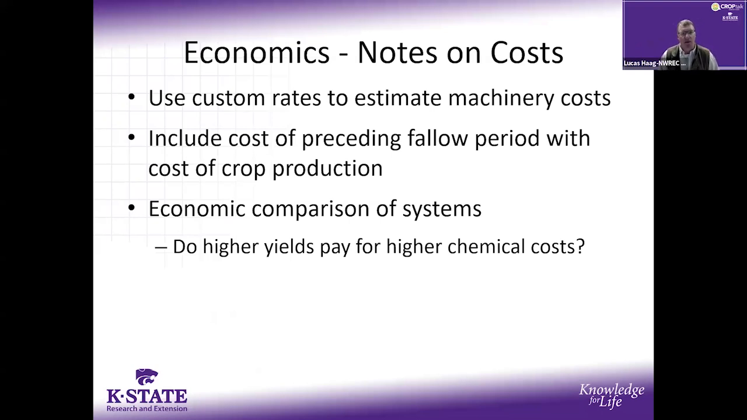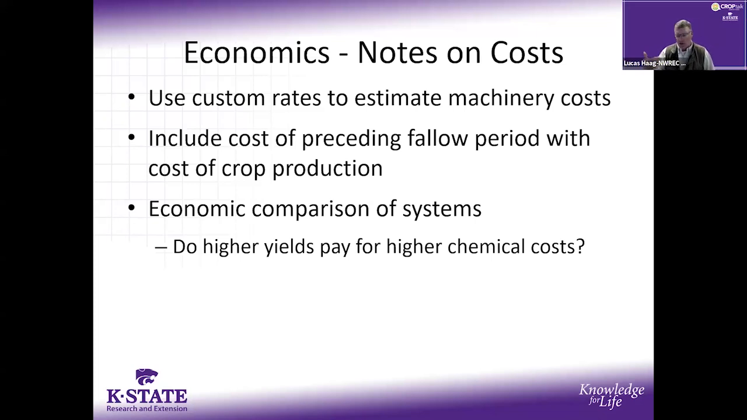Okay, so we've put some economics to this, and so a little bit of my assumptions here on cost. We're using K-State custom rates on the machinery cost side of things. I am including the cost of the preceding fallow period with the cost of that crop. So in other words, the cost of summer fallow is getting attached to the wheat crop, and the cost of keeping the wheat stubble clean from wheat harvest up through sorghum planting is getting attached to the sorghum crop.